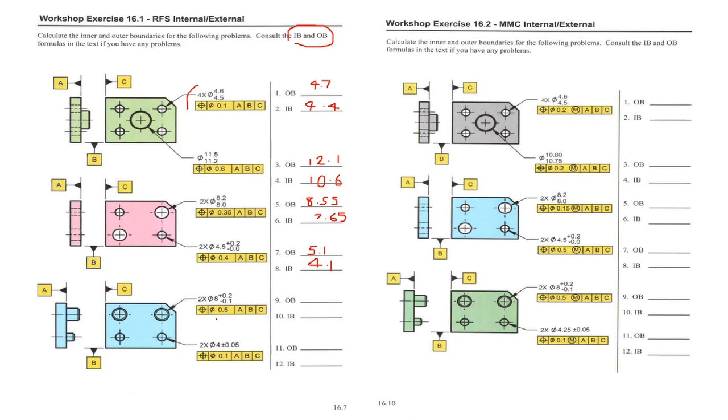Then the next is this pin, it's 8.2 plus 0.5, 8.7 here, and 8 minus 0.6, 7.4. And then here, the OB is 4.6 for this pin, and IB is 3.4.